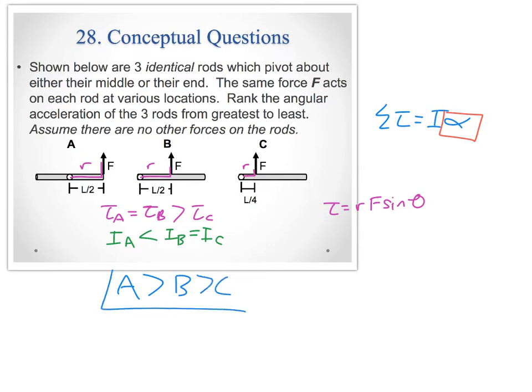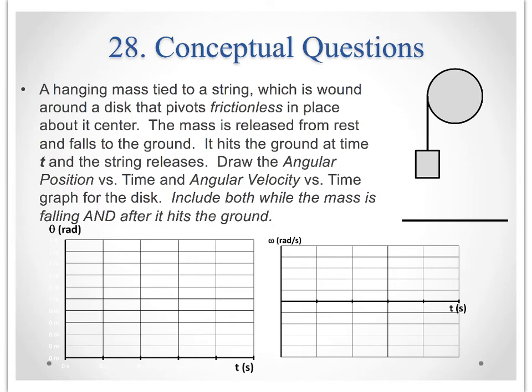So there's my ranking. A is greater than B is greater than C. For this next one, I have a string wrapped around this disc here, connected to a mass, so the mass is going to fall, causing the disc to undergo an angular acceleration. Eventually, the mass hits the ground at time t, and the string releases, so I'm going to label time t here on my graph, call it that point right there.